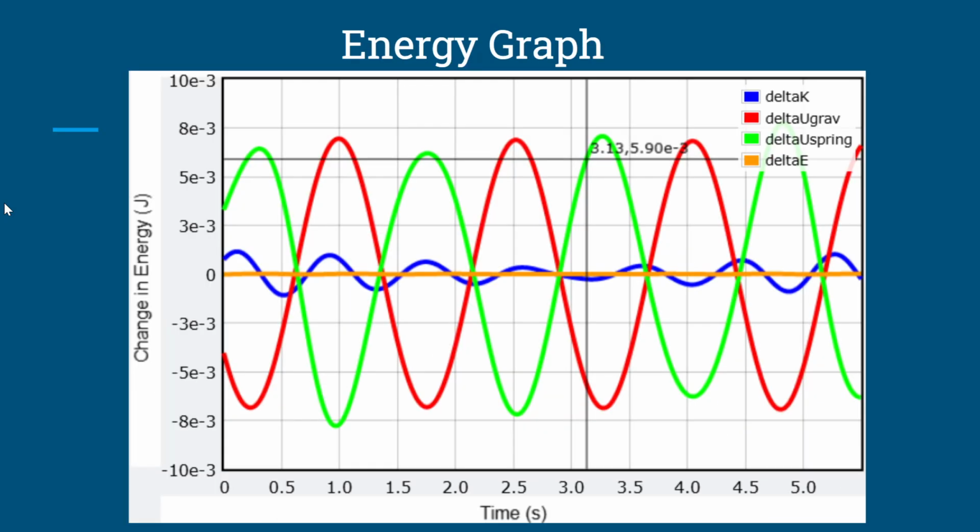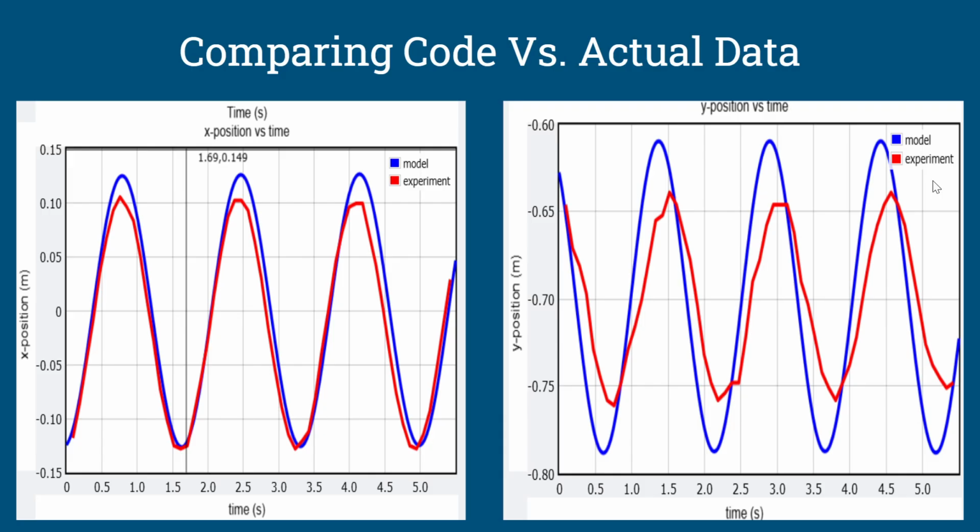Anyway, once we do all that, we get this energy graph, which makes a lot of sense because our total energy change is 0, because energy can neither be created nor destroyed. We also compared what we had in our code versus our actual data, which lines up pretty well with a little bit of variance, which is expected because Tracker is imperfect.